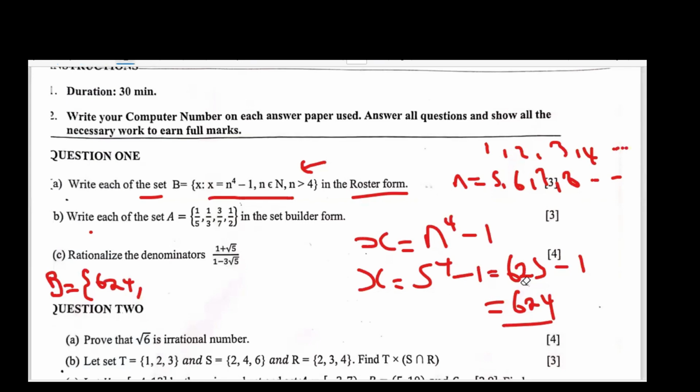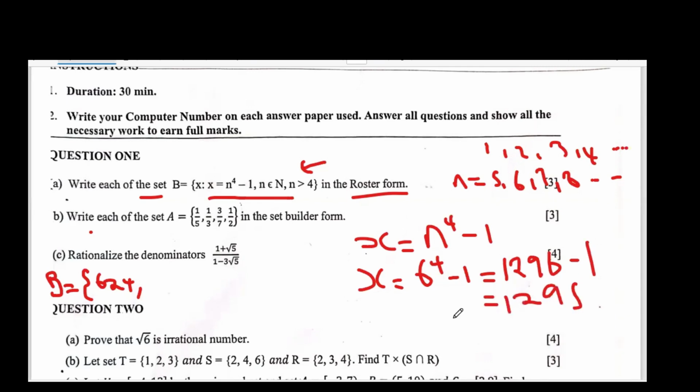Then let's find our x when n is 6. So it will be 6 to the power 4 minus 1. So what is 6 to the power 4? Okay, that's 1296. And then we say this value minus 1, we are going to get 1295, right? So this will be my second member in this set B, 1295, comma.